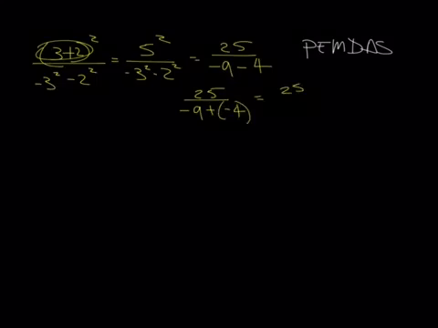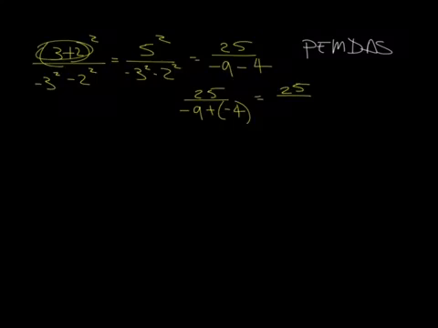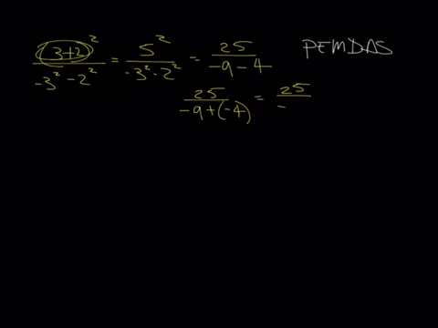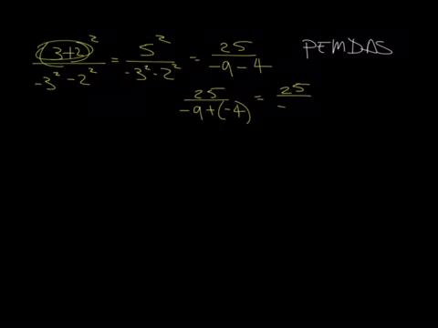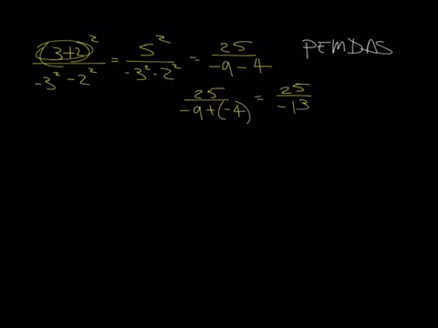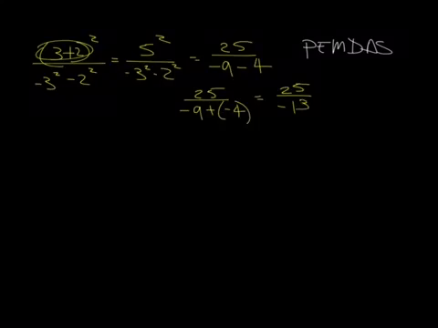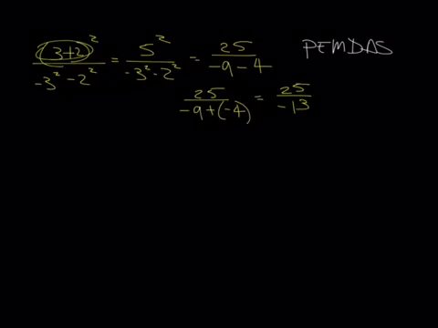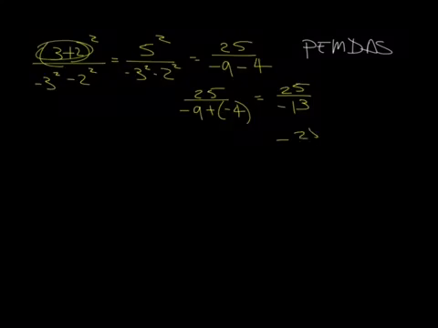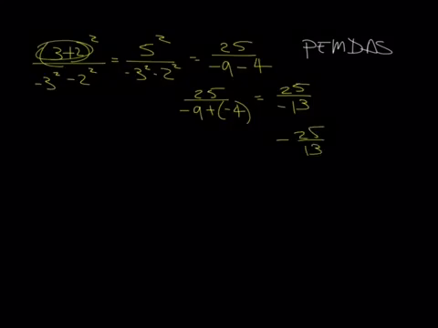And that gives me 25 over, largest number is negative, 9 and 4 are both the same sign, so we add those, and we get 25 over negative 13, or if you remember, we can just write it that way as well. So either way works for you here.